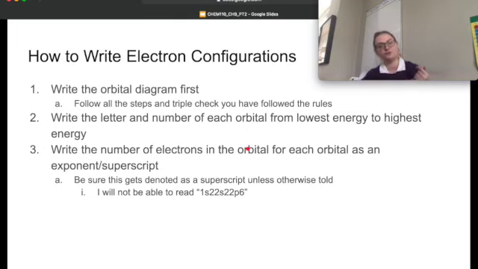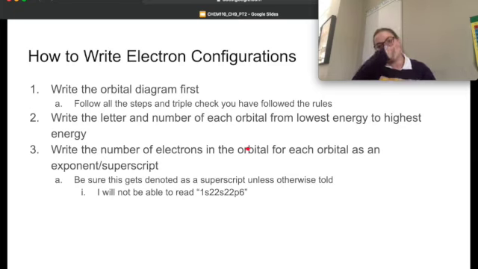For example, that was 1s2, 2s2, 2p6, 3s2, 3p6, 4s2, 3d10, 4p6, 5s2, 4d10, 5p6. So it fits into this little rhythm. You'll hear me say that all the time too. I'll be like 1s2, 2s2, 2p6, and I'm tracing it on the periodic table trying to figure it out.